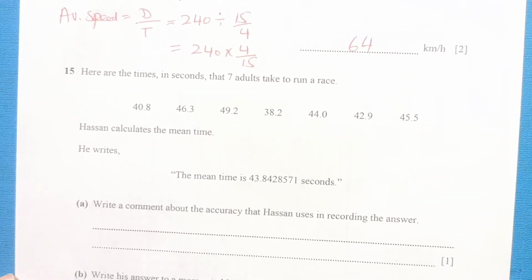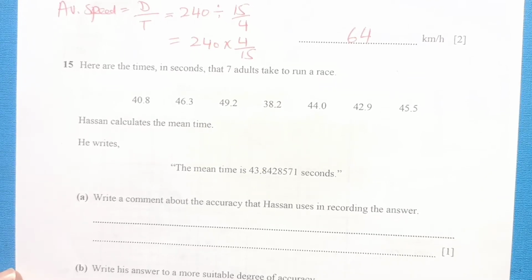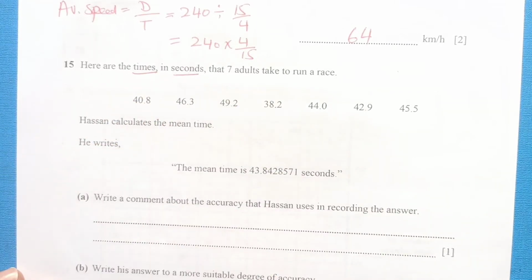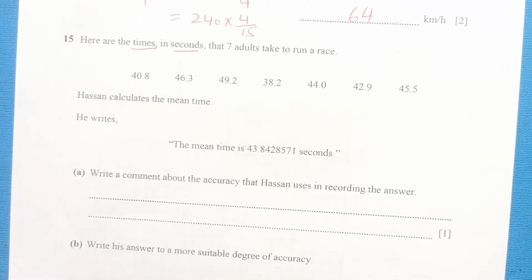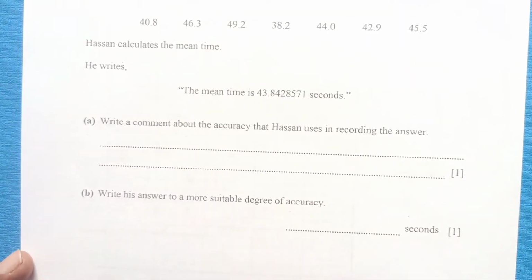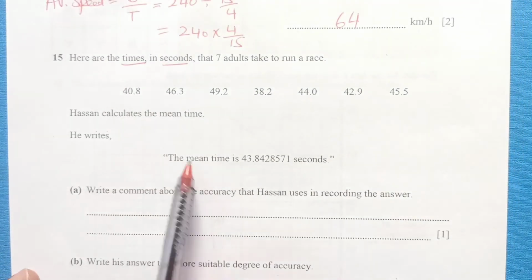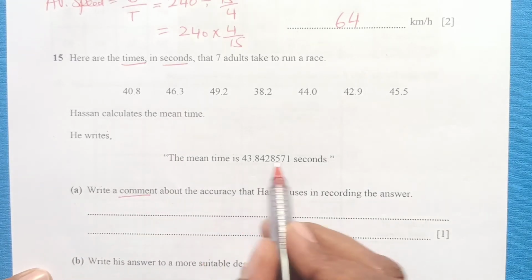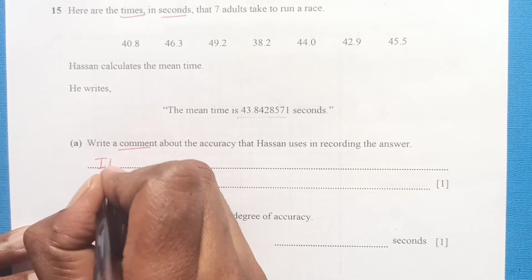Number 15. Here are the times in seconds that 7 adults take to run a race. We are given these times here in seconds. Hassan calculates the mean time. He writes this, the mean time is this much. Write a comment about the accuracy of the answer Hassan wrote, and write his answer to a more suitable degree of accuracy. So let's see. We do not have to calculate this. We are just going to comment on the accuracy. We can say he is too accurate.